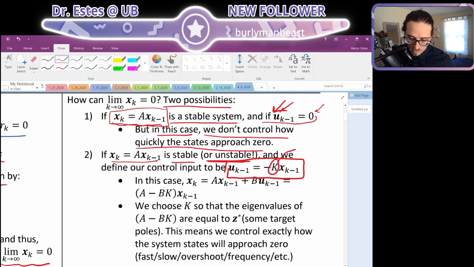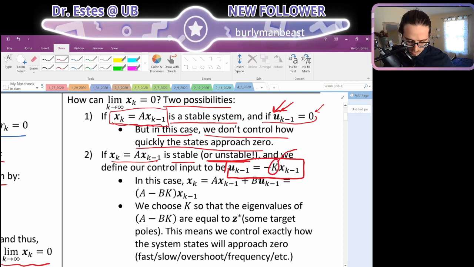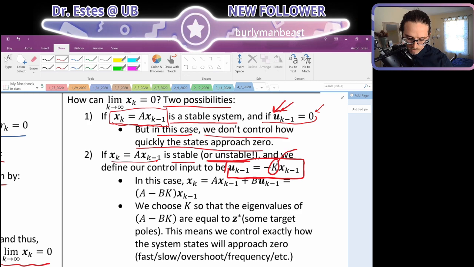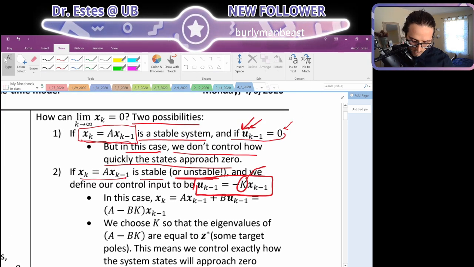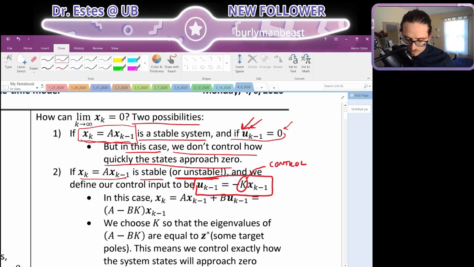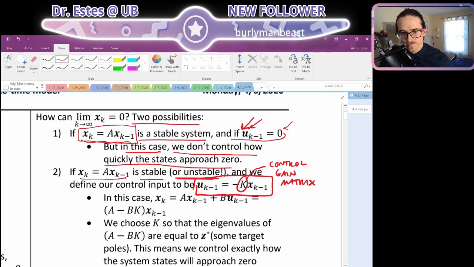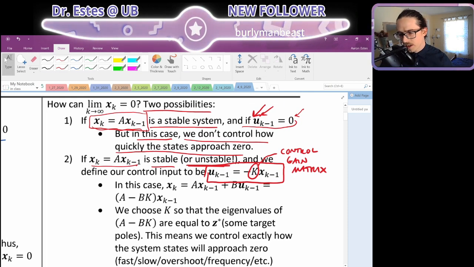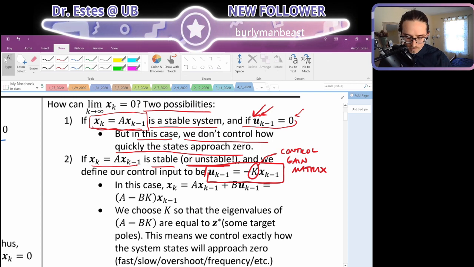K is our, what's it called? I'm drawing a blank. All right. For now, I'm going to call it the control gain matrix. I think that's what it is. Yeah, the gain. Yeah, you're right. It's the gain matrix. All right.